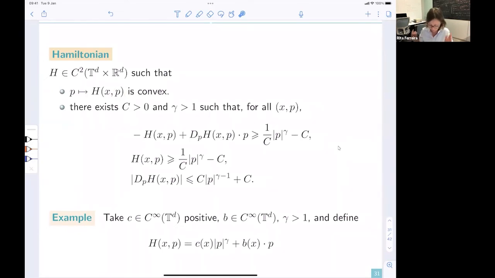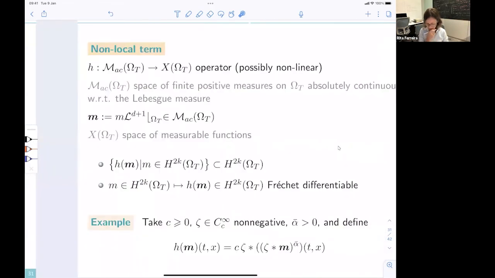And for example, because it's always good to have a non-empty set of functions that satisfy our assumptions, a possible example of a function satisfying these assumptions that I was mentioning before is this one. So this satisfies these assumptions. So this is on the Hamiltonian.